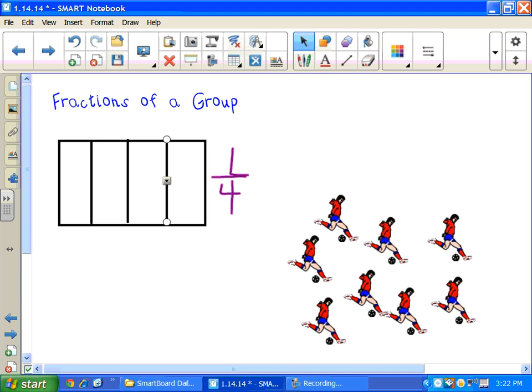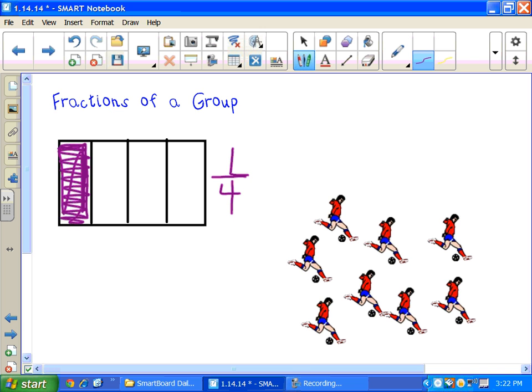And the numerator tells us how many pieces of the 4 that I'm interested in. In this case, I'm interested in 1 out of the 4. So we know that this is 1/4.